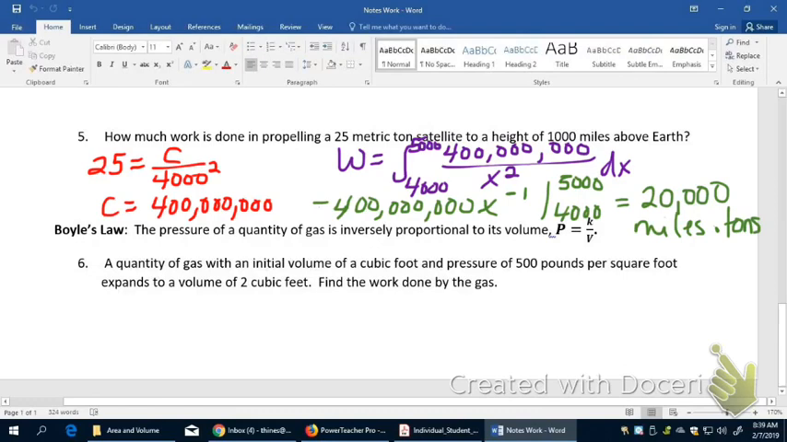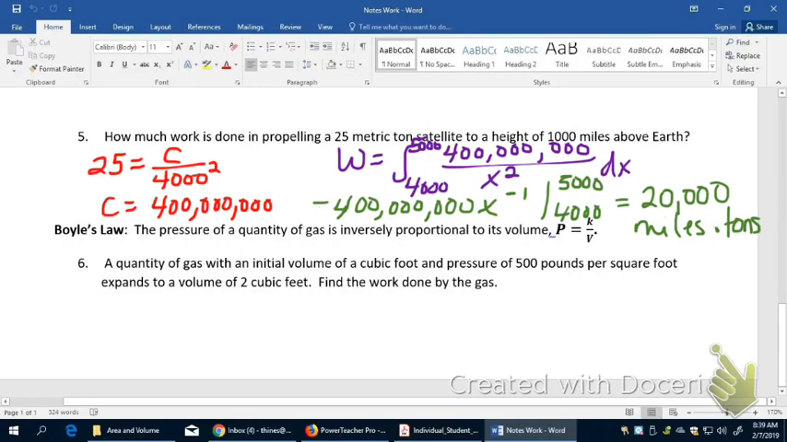Okay, last kind of problem is Boyle's law. And the equation itself is very much similar to the one we used in 4 and 5. It's just talking about a different situation. The pressure of a quantity of gas is inversely proportional to the volume. So you start it the same way. You use P equals K over V to find K. Once you find K, then you make your work equation, plugging in K and then solving.